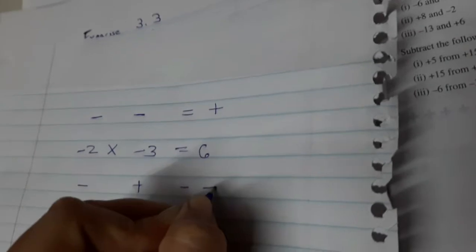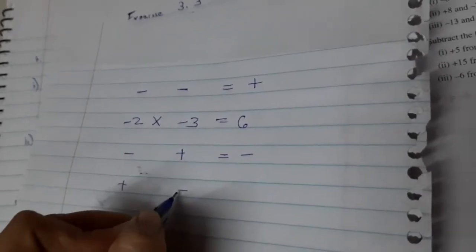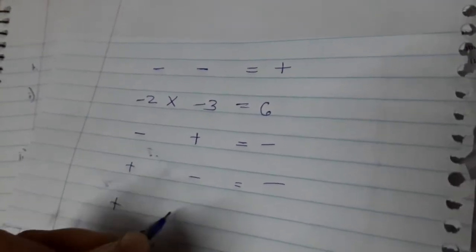Similarly, minus and plus will give you minus, plus minus will give you minus, and plus plus, it's easy, plus. Okay, so these are the rules. Now let us start exercise 3.3.